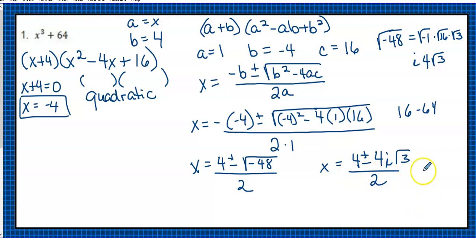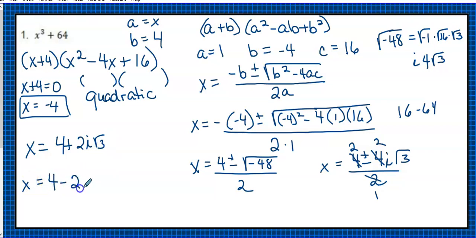Now I'll show you a little trick. If you've got 3 terms that will all divide by the same number, you can simplify this. So I don't need to leave it like this. I can divide all of these by 2. And then I have 1 in my denominator. So my other roots are 4 plus 2i root 3. And you don't have to separate them if you don't want to. 4 minus 2i root 3.